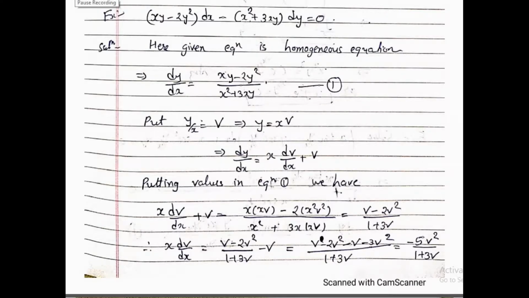Hello everyone. Last time we saw homogeneous equations and we saw only one example. So today we are going to continue with one or two more examples. Now the first example: (xy - 2y²) dx - (x² + 3xy) dy = 0.